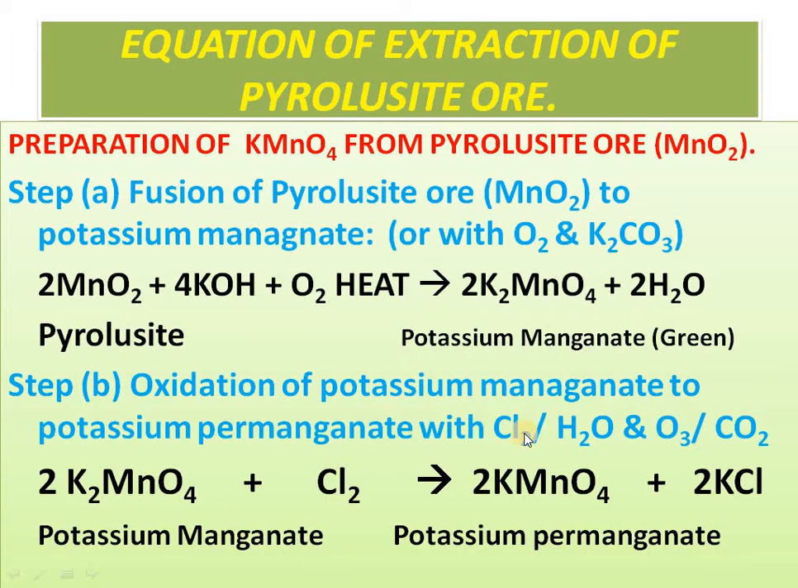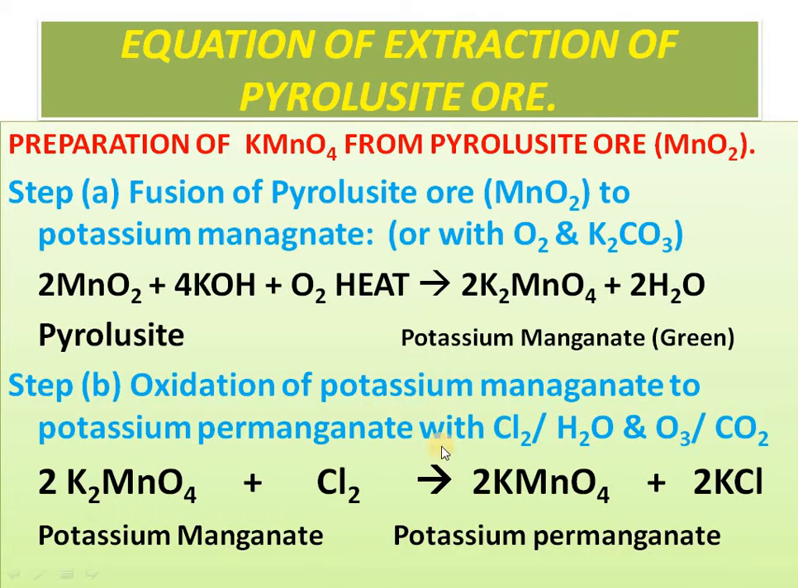So we can use oxidizing agents like chlorine, ozone and carbon dioxide. So these three oxidizing agents you can use to convert K2MnO4 to KMnO4. Now you see how chlorine is acting as an oxidizing agent. We can see from here. So here it is +6 oxidation state, and there it is +7.